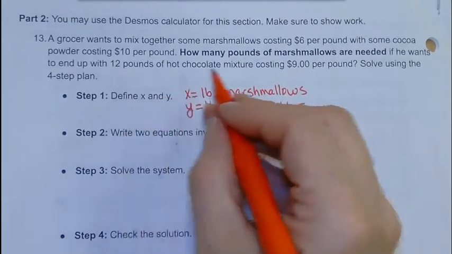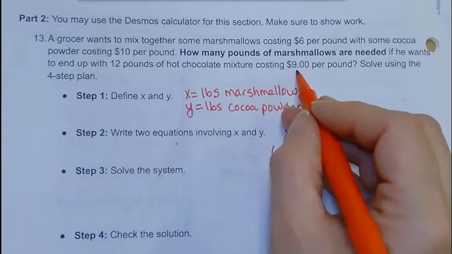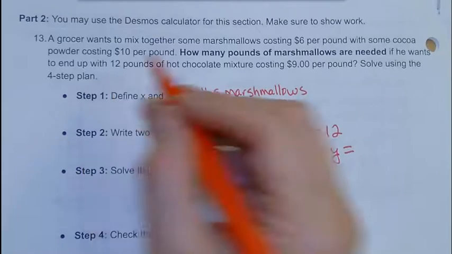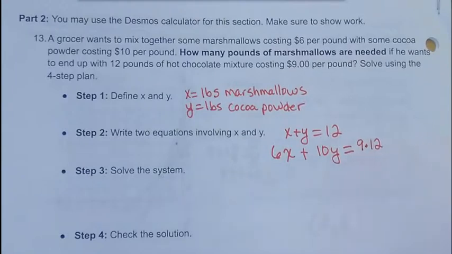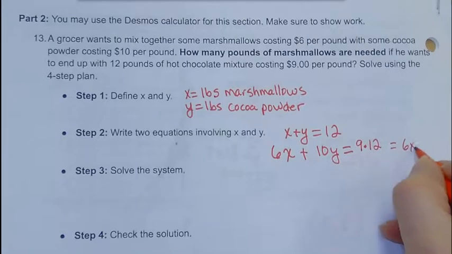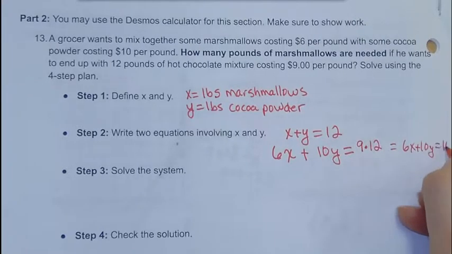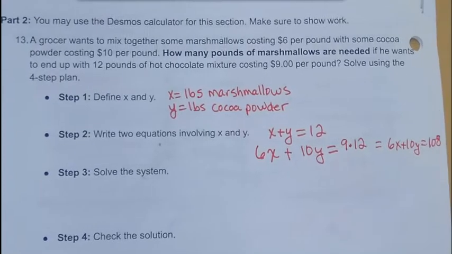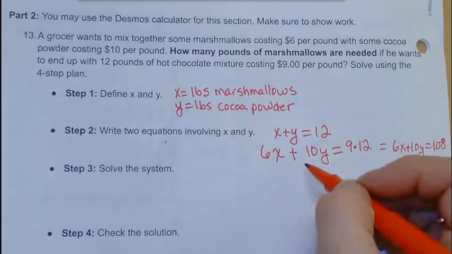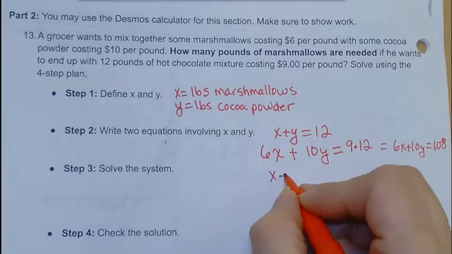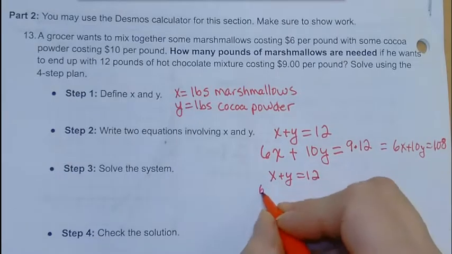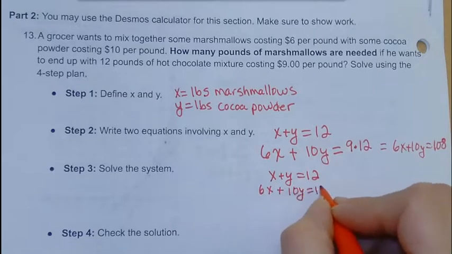And I know that I'm going to spend $9 per pound on 12 pounds. I know I have to get 12 pounds of this mixture, so it's $9 per pound times 12 pounds. If I don't multiply 9 times 12, I'm not going to have my units cancel out. If I rewrite this, this is 6x plus 10y equals 108. Am I still in view? Almost. Okay, so now I can actually solve this just by doing elimination if I want to. So again, my statements are x plus y equals 12 and 6x plus 10y equals 108.